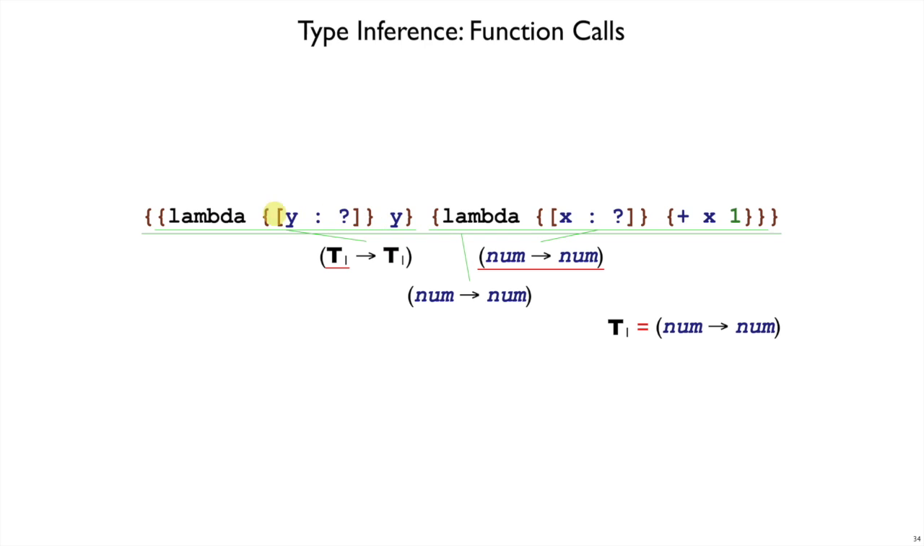And that should make sense because this is the identity function, and we have a num arrow num function going into that, so we get num arrow num overall. But what this example illustrates is how question marks and expressions far from each other eventually lead to an overall conclusion about the type of the program. It's this plus way over here that forced this question mark to be num arrow num.